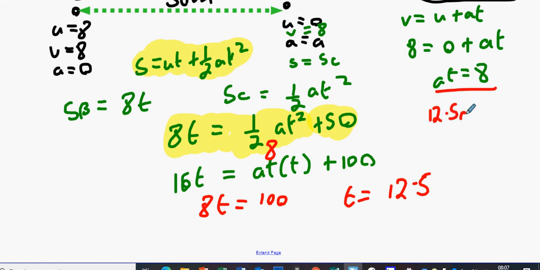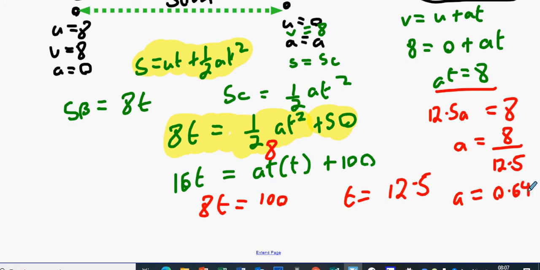12.5A equals 8. And then A equals 8 divided by 12.5. And what's 8 divided by 12.5? I'm hoping it's 0.64. Is it 0.64? Alright. Grand, there's my acceleration. I believe my acceleration gets me 15 marks. So all of that is 15 marks, okay?